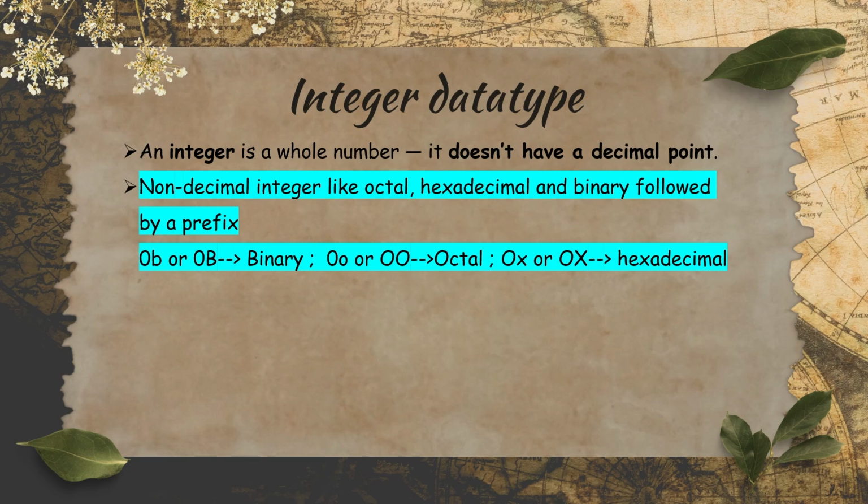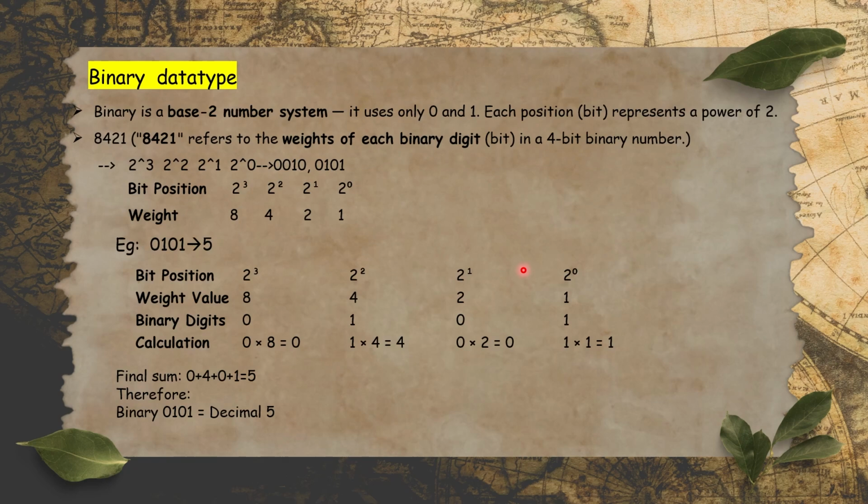And whenever you want to convert binary to octal or hexadecimal to octal, you always have to write the prefix, followed by the specific binary code or octal code. Clear? The prefix for the binary data type is 0b, uppercase or lowercase b. Similarly for octal, it is 0o, uppercase or lowercase o. And for hexadecimal, it is 0x. It may be uppercase or lowercase x. Now let's get started with the binary data type.